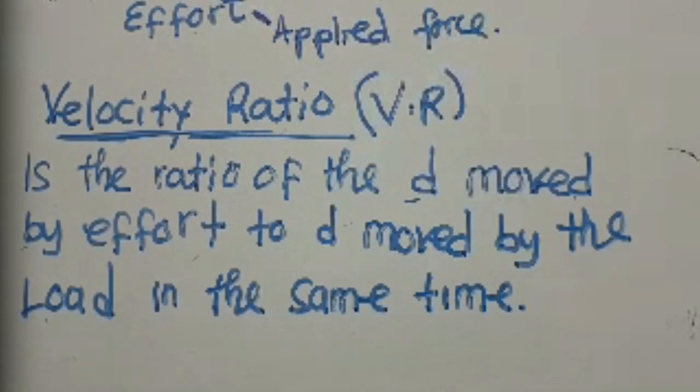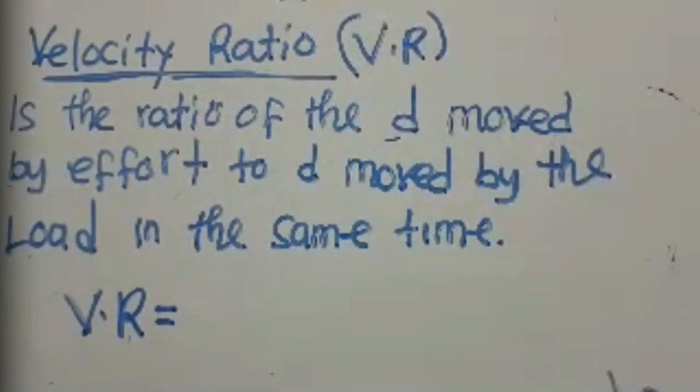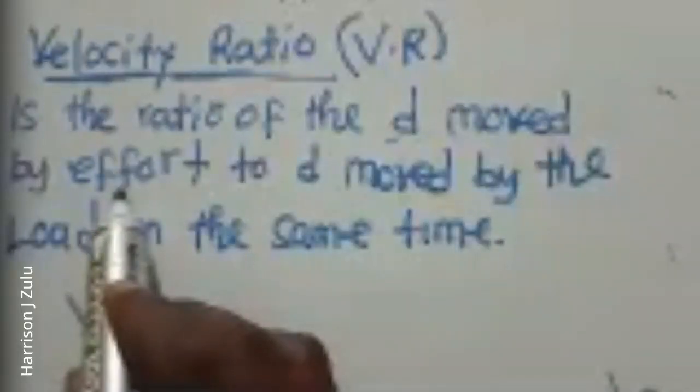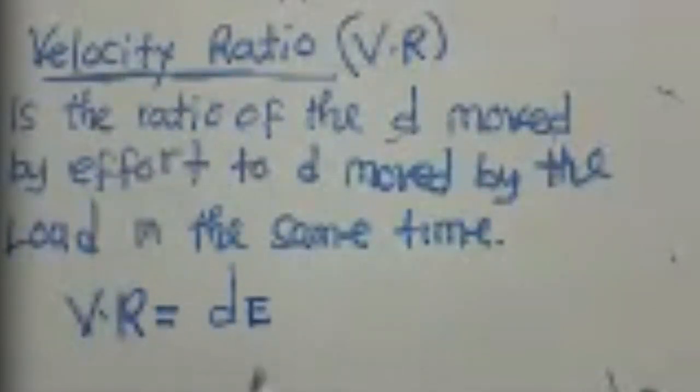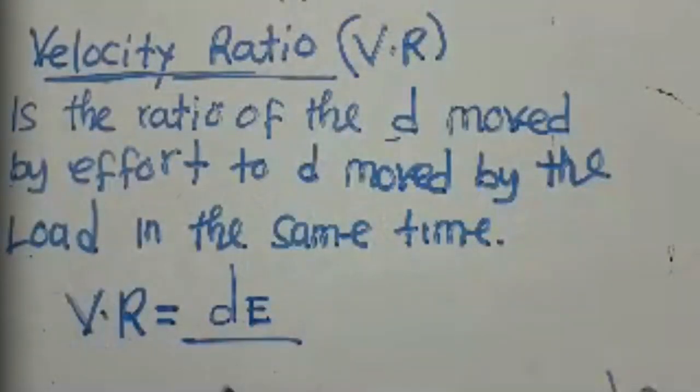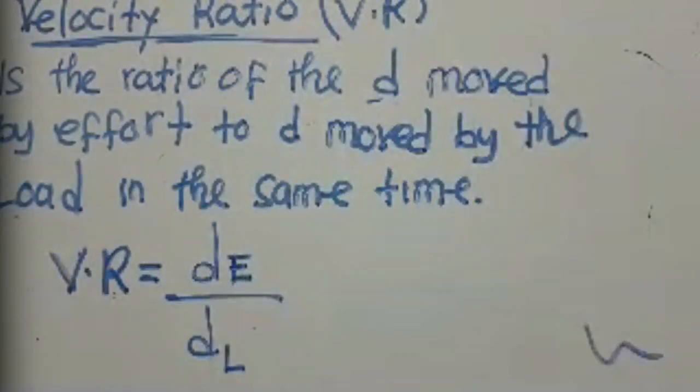So what is the formula now? The good part about physics is that once you know the definition, then you know the formula. You can forget the actual definition, but the formula itself is also a definition on its own. We've said that velocity ratio is the ratio of the distance moved by effort, over the distance moved by the load. I'll put L there, like this.